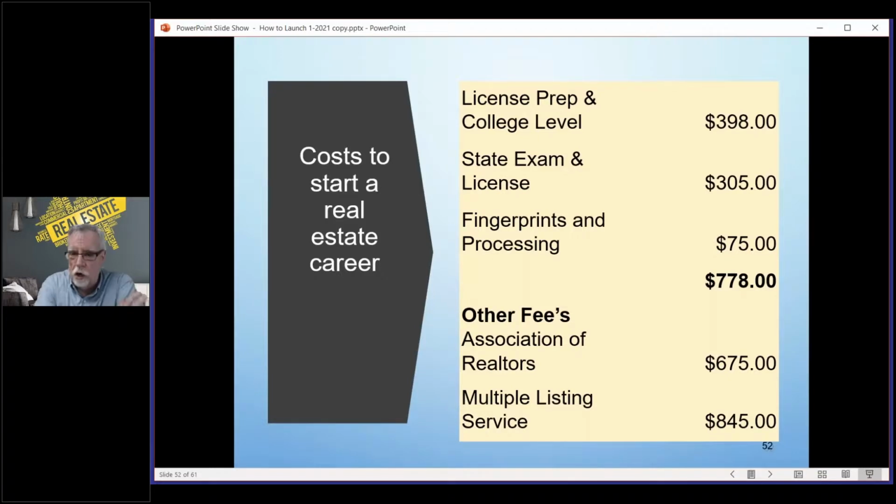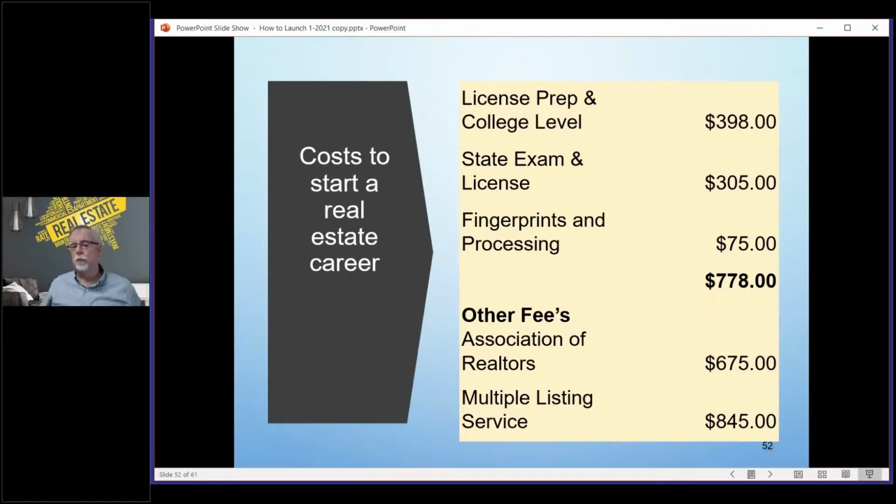What does it cost to start a real estate career? So the college level courses license preparation is $398. It's going to cost $305 to take the state exam and get the Department of Real Estate to issue you a license. And there's fingerprints that need to be taken and a processing fee, that's about $75. $778 gets you licensed.